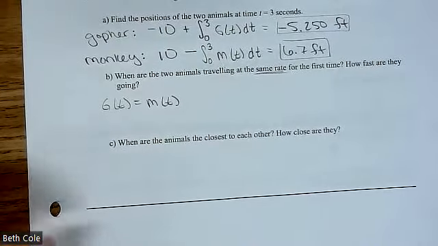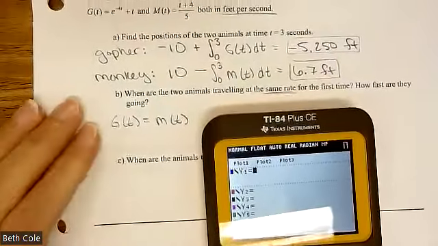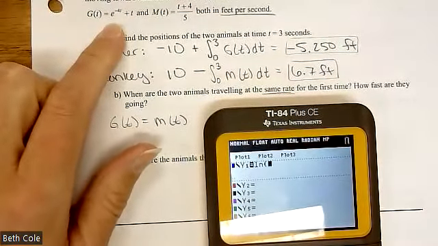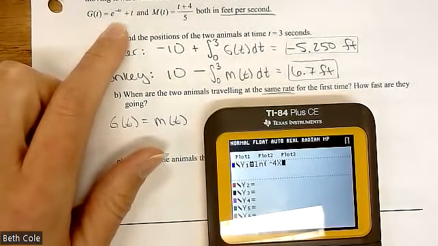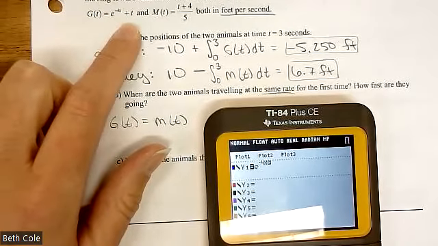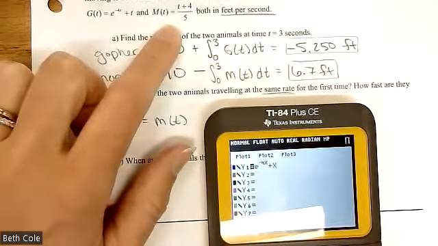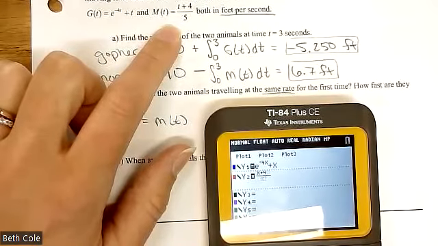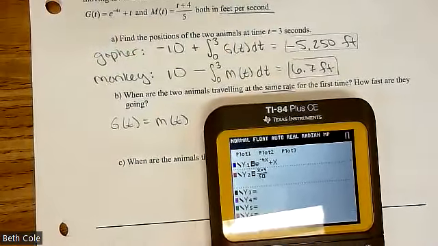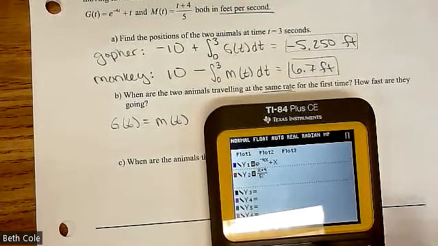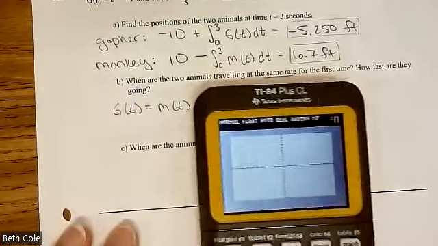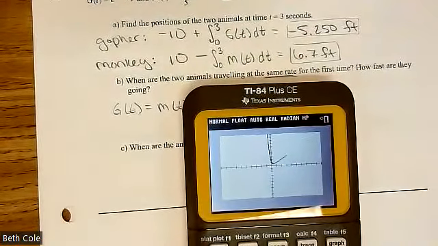So go to y equals, clear out what we had before. We're going to put the gopher equation into y1, and then the monkey equation into y2. And I always start with Zoom 6. We can adjust it from there if we need to. And actually, I think we will, because I'm going to need to zoom in on that.